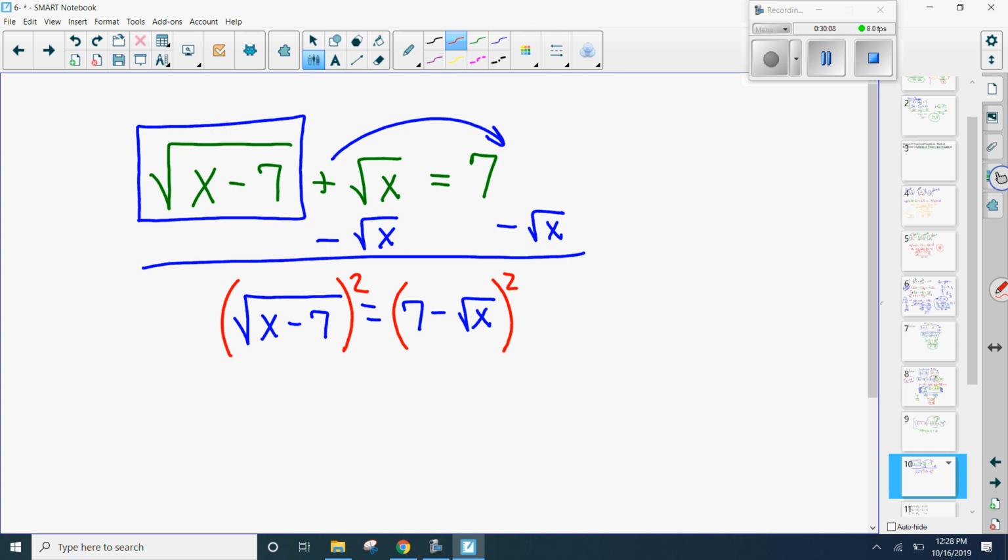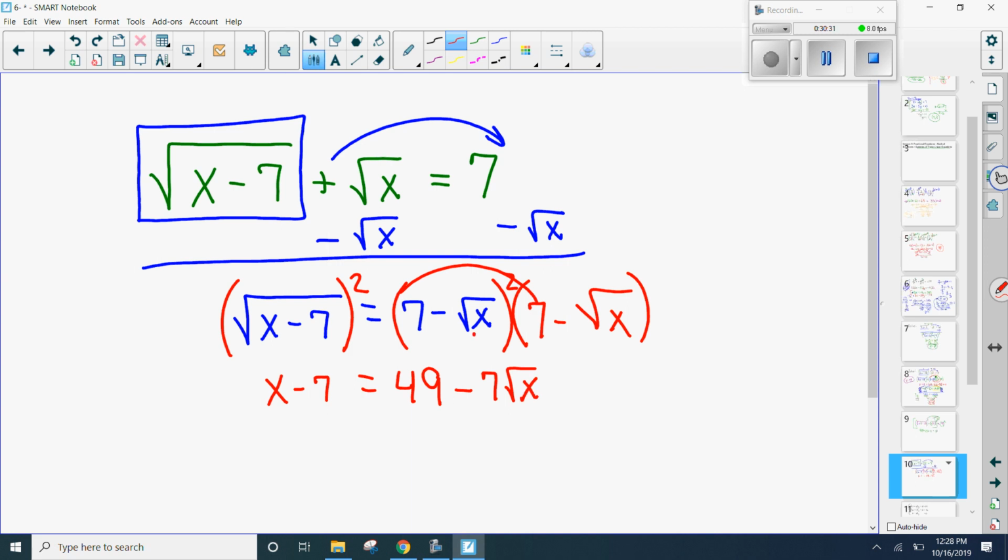All right, we square both sides. What happens if you square both sides? The left-hand side becomes what? X minus 7. If you square the right-hand side, you got to take it times itself, and you have to FOIL. So if you FOIL, you multiply the first together, and you get 49. The outer is negative 7 radical x. The inner is negative 7 radical x. And the last is positive x. Square both sides. What you do to one side, you have to do to the other side.